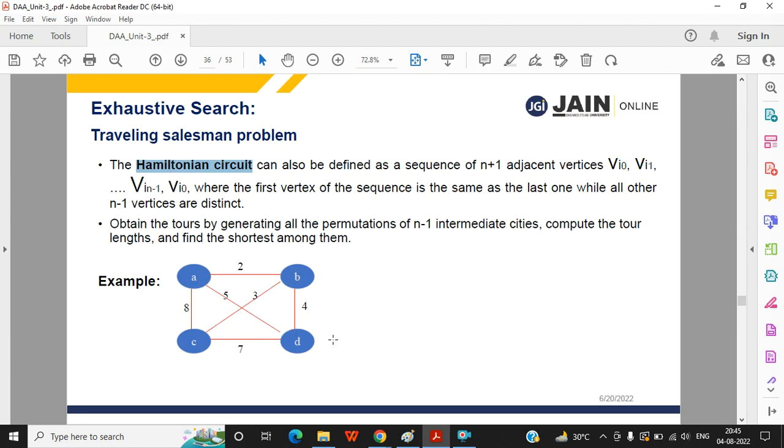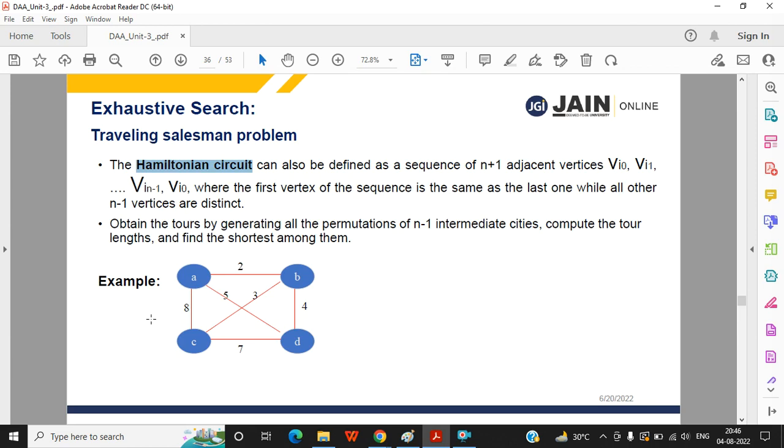But this is not a Hamiltonian circuit. See, A, B, C, A, D, and again A, maybe, or again from D to B to A, because A is repeated and B is repeated more than once. So that will not be a Hamiltonian circuit. Obviously, that is a circuit, but that is not a Hamiltonian circuit. The constraint for a Hamiltonian circuit is that you cannot traverse the nodes more than once, but you can traverse the edges more than once. That will not be a problem. So that is your Hamiltonian circuit and Hamiltonian path.